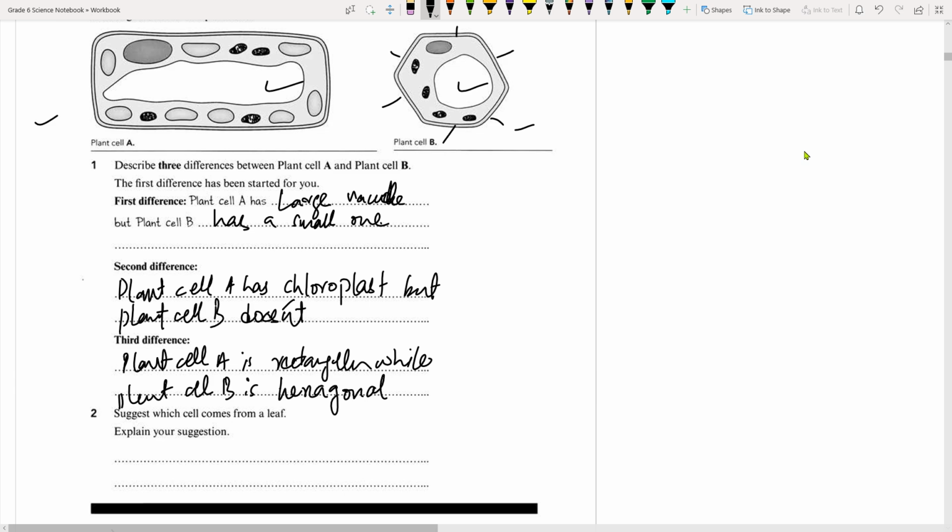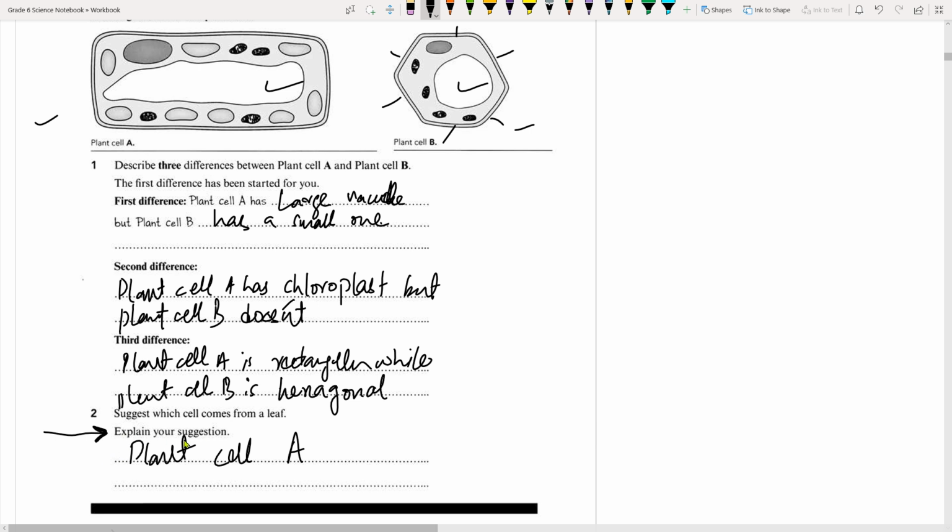Suggest which cell comes from the leaf, and the answer is very simple, that the plant cell A comes from the leaf. Also, a lot of people wrote the answer, but remember, I will deduct marks in the assessment if you do not read the question properly. It's the reading that is going to give you a hard time, not the writing.